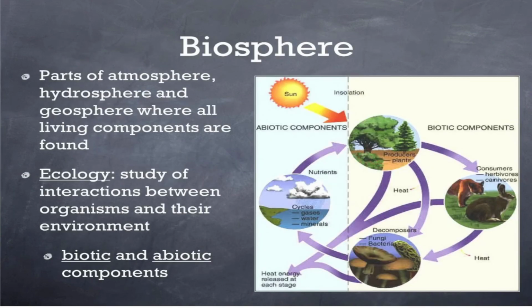Now the biosphere is the part of the atmosphere, hydrosphere, and geosphere where all living components are found. In ecology, we study the interaction between organisms and their environment, the interrelation of the abiotic and biotic components, and hence the solar radiation, the insolation coming onto this earth's surface, on this planet, and the circulation of all these components running as a cycle, which is being shown.